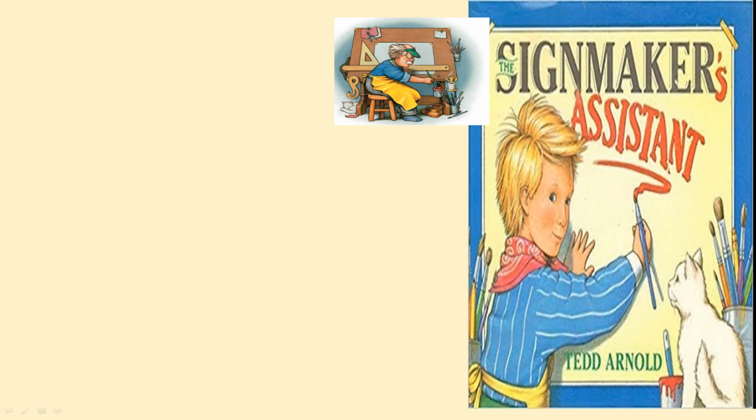Also, look at this sign maker here. What is he wearing, kids? He is wearing an apron to protect his clothes from the paint. Okay, and also, what is the color of his apron, kids? Who can tell me? Yes, correct, it's yellow.